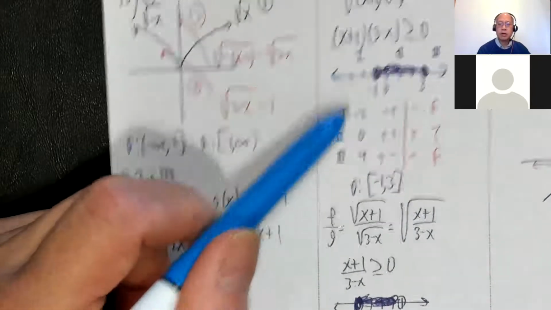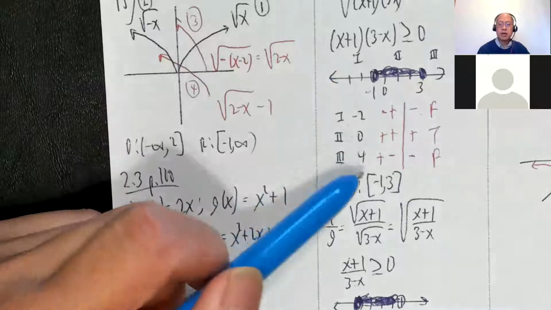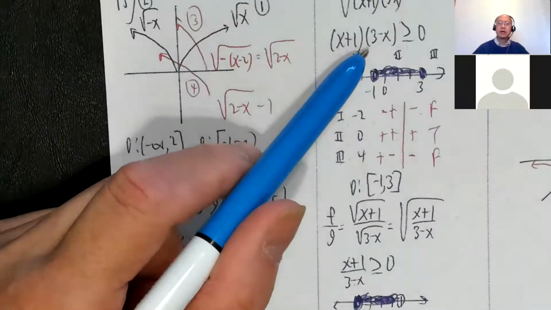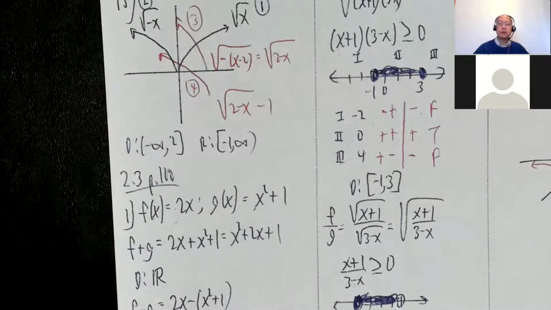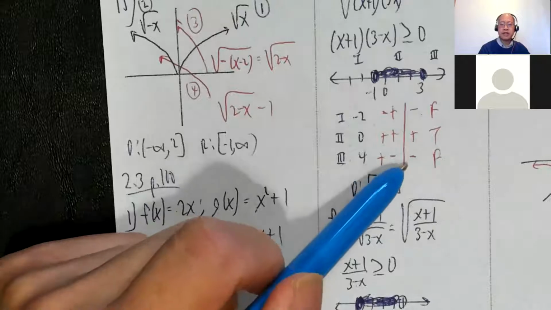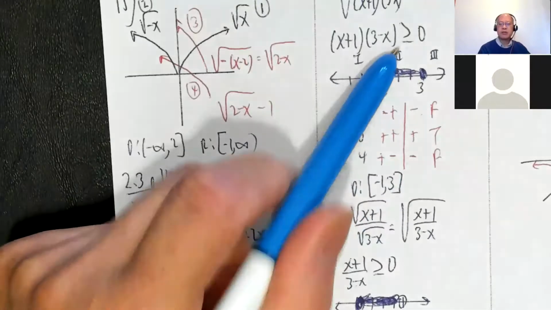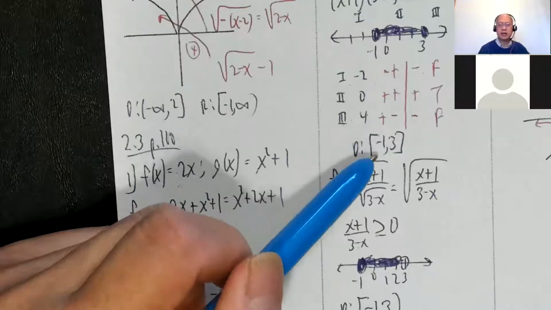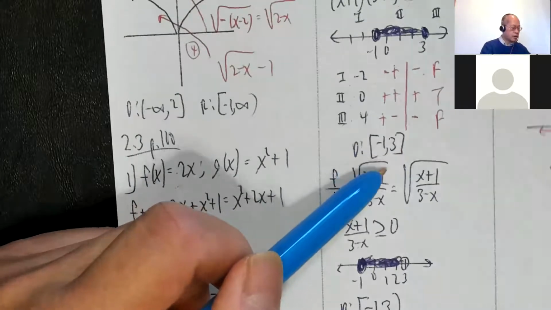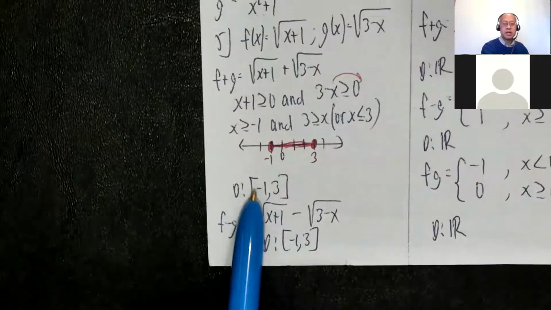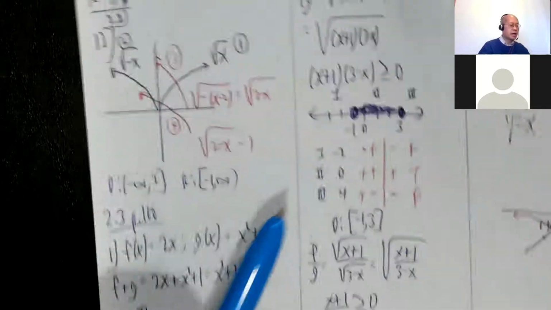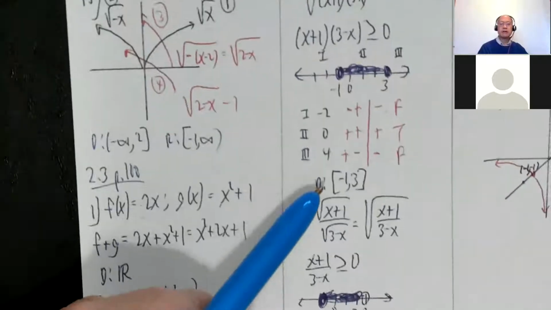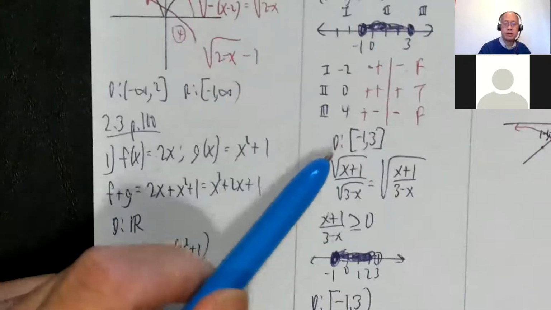Region 3, 4. 4 plus 1, positive. 3 minus 4, negative. Positive times a negative is a negative. Negative greater than or equal to 0, no, that's false. So I just have this. So again, the domain is bracket -1, 3 bracket. So far, all these f plus g, f minus g, and f times g all have the same domain, bracket -1, 3 bracket.